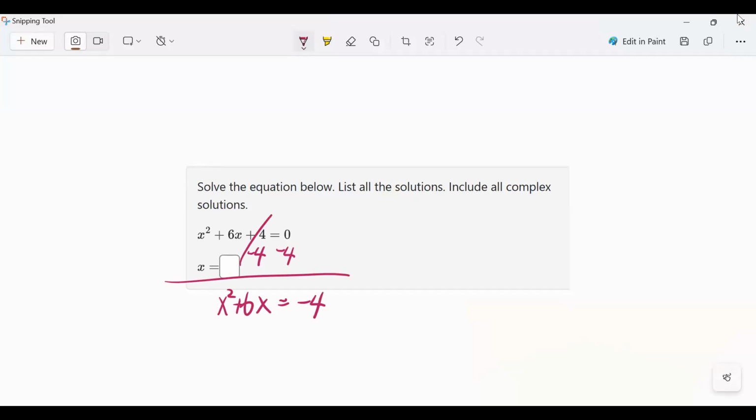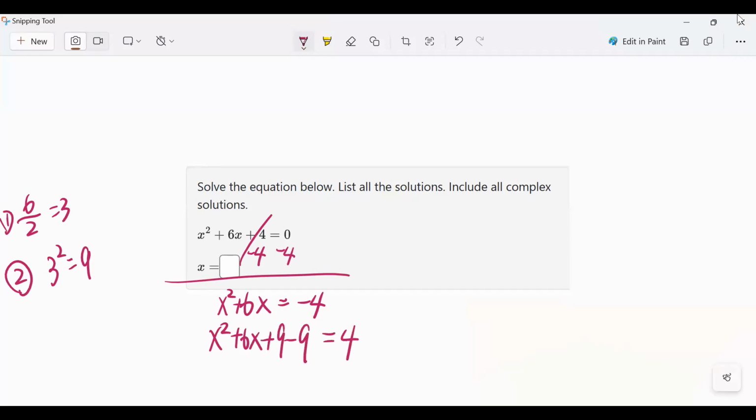Like the other question, you take the 6 divided by 2. Step one, you get 3. Now step two, square. That means that in order to complete the square, we're going to add a 9, subtract 9 here, minus 4. Don't forget the minus sign. It's very easy to forget, so be careful about this.